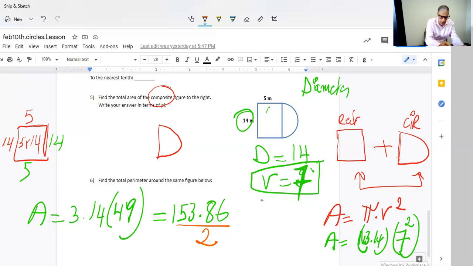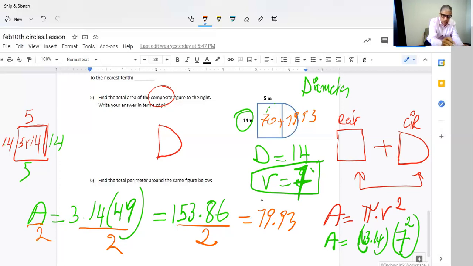79.93. So the area divided by 2 gives me 79.93. And the other one is 5 times 14, which is 70. So the area of the whole shape, this composite shape, is together 70 plus 79.93, and we get 149.93.